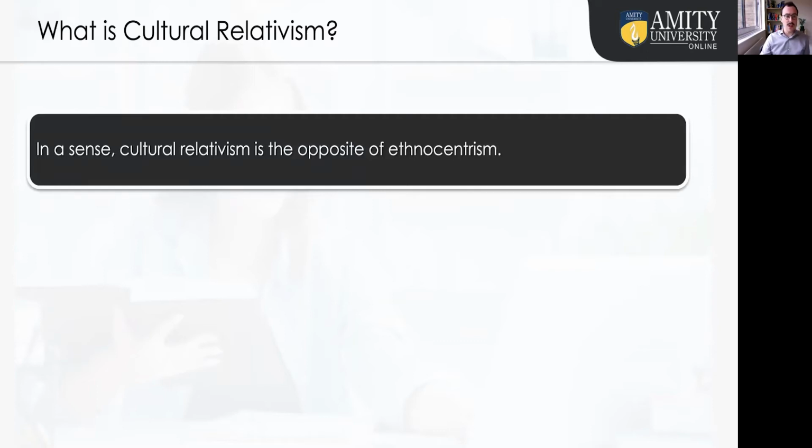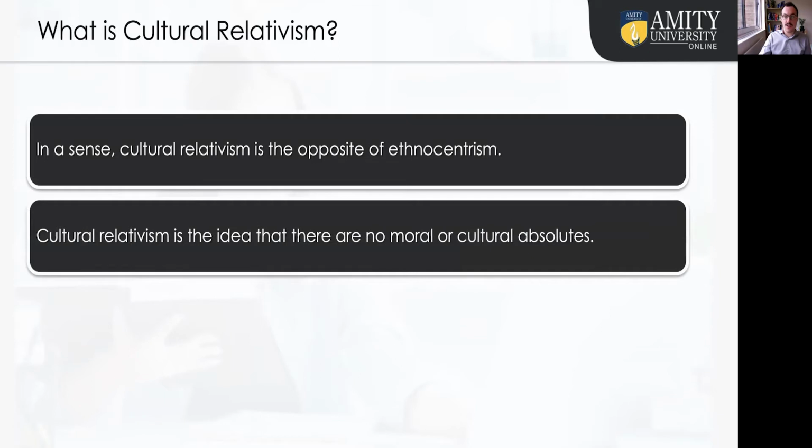Based on what we looked at before, we could say that cultural relativism is almost like the opposite of ethnocentrism. Ethnocentrism is when you have one culture or point of view, and that is seen as central and given primacy, and other cultures and backgrounds are seen as different and even wrong. But cultural relativism is the idea that there are no moral or cultural absolutes. So things are relative. There's no way we can say this is absolutely wrong and this is absolutely right. It all depends on your context and your perspective.